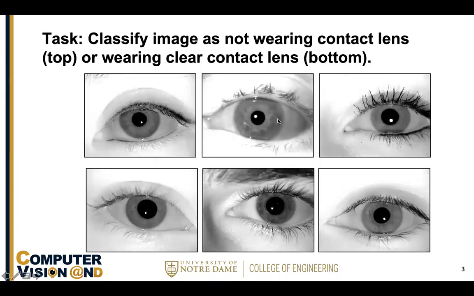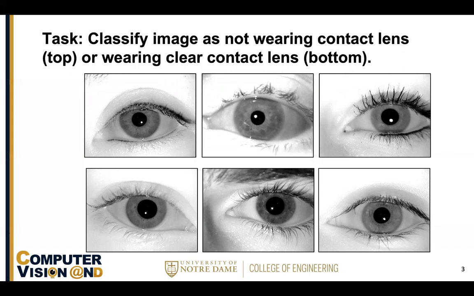To set the tone for my part of the tutorial, I want to pose for you a visual classification task. Think about how you would solve this task from the examples that I've given you here. On the top row, I've given you 3 iris images, and I've told you that the person is not wearing a contact lens in these 3 images. In the bottom row, I've given you another 3 iris images, and I've told you that the person is wearing a clear contact lens in each of these 3 images.